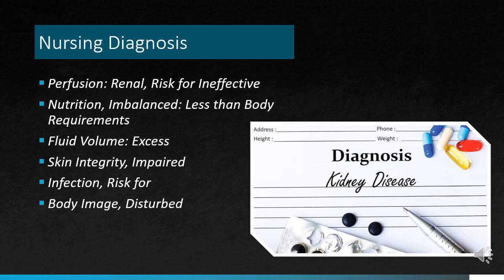Nursing diagnoses that can be included for chronic kidney disease of a patient include risk for ineffective renal perfusion, imbalanced nutrition less than body requirements, fluid volume excess, impaired skin integrity, risk for infection, and disturbed body image.